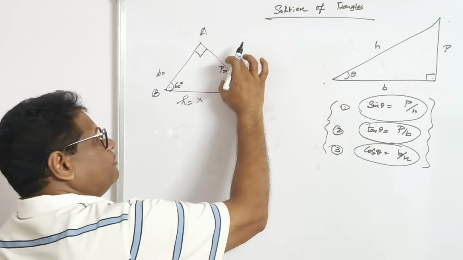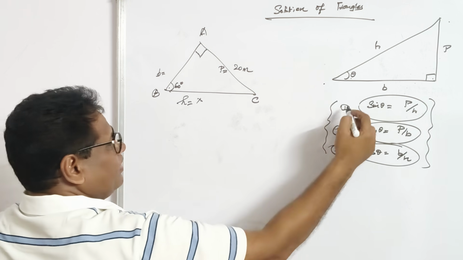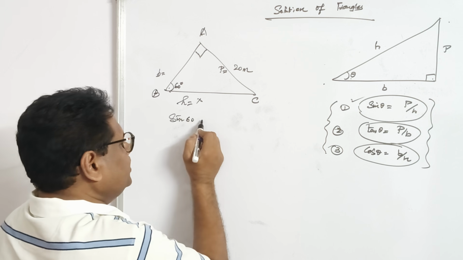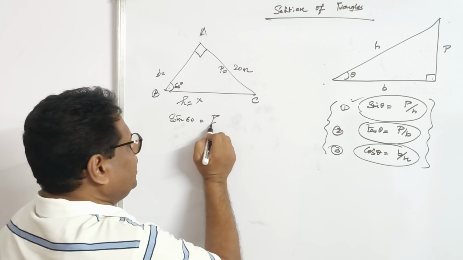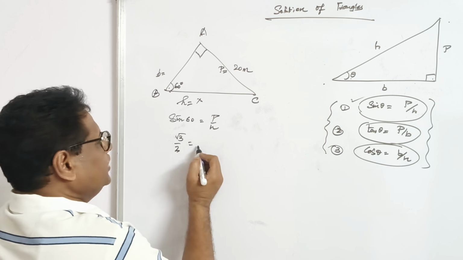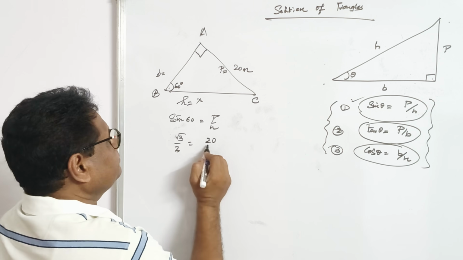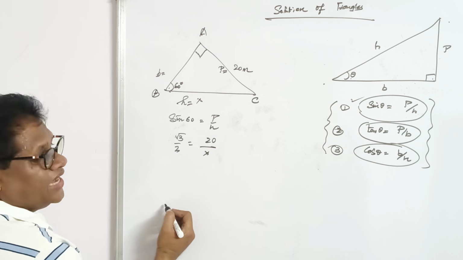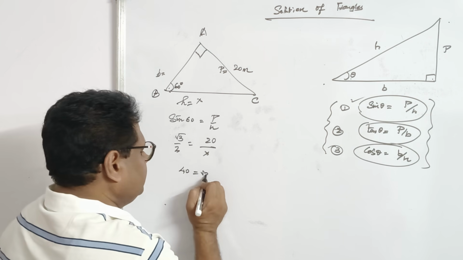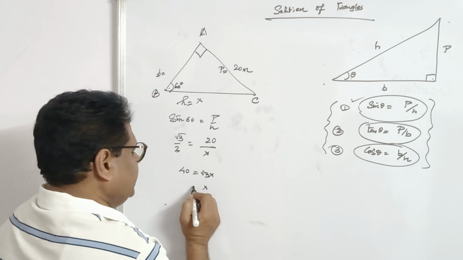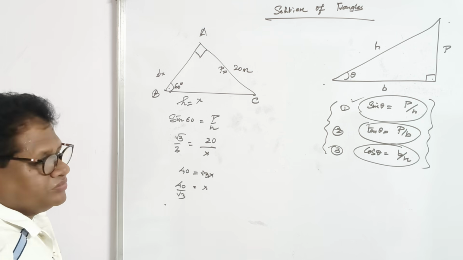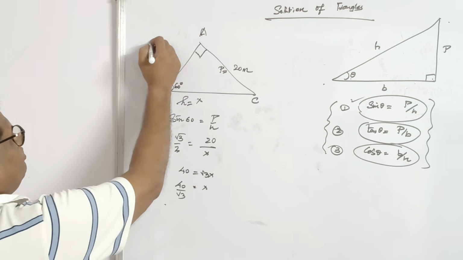So, having given perpendicular and hypotenuse, you have this relation sine theta. So apply sine 60 equal to P by H. You know sine 60 is root 3 by 2, that is P is 20, and X is the hypotenuse. So this comes to 40, this is equal to root 3 x. So x equals 40 by root 3. Let us take one more example.